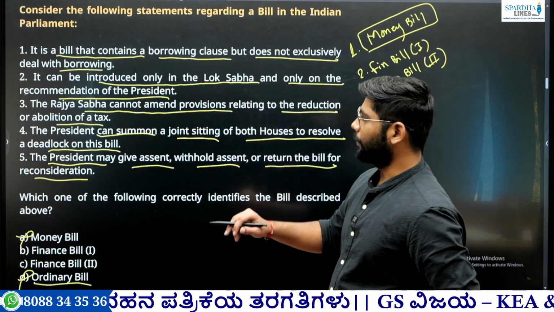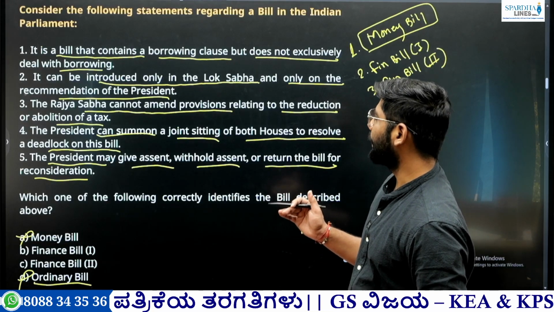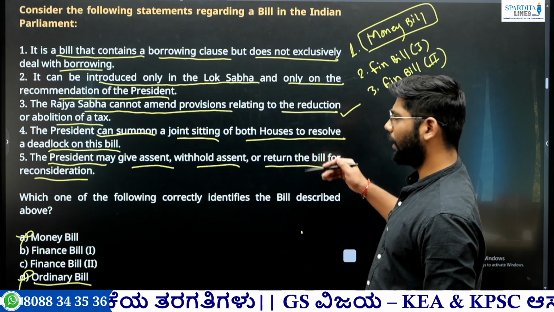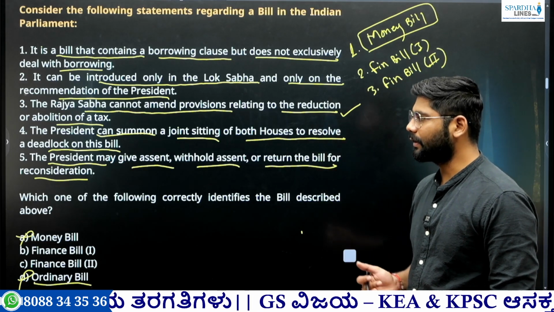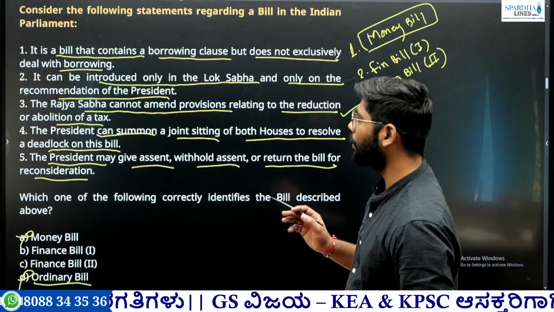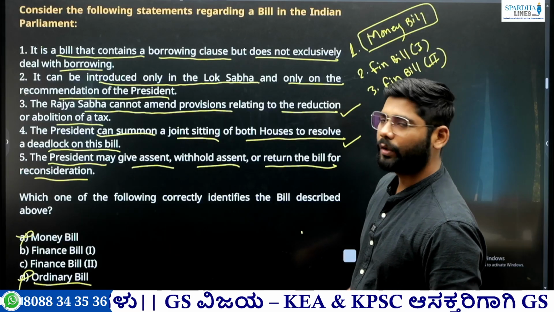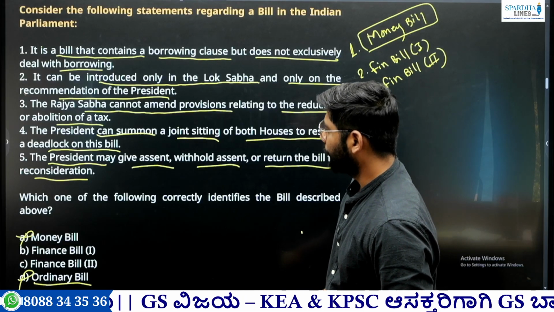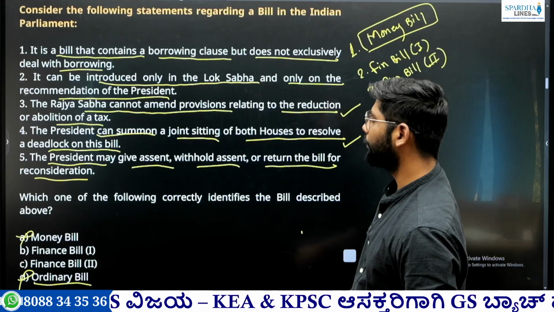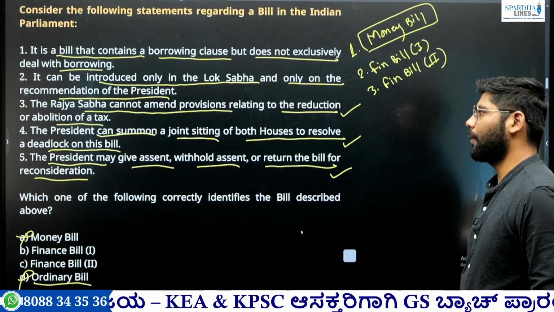Okay, next statement, third statement: Rajya Sabha can amend the provision relating to reduction, abolition of the tax. Rajya Sabha cannot. Okay, so this can still be Finance Bill 1 or Finance Bill 2. Next statement, fourth one: the President can summon a joint sitting of both houses to resolve deadlock on this bill. Yes, this can be Finance Bill 1 or Finance Bill 2. Next, the President can give his assent, withhold his assent, or return the bill for reconsideration. Yes, this also can be done for Finance Bill 1 or Finance Bill 2.